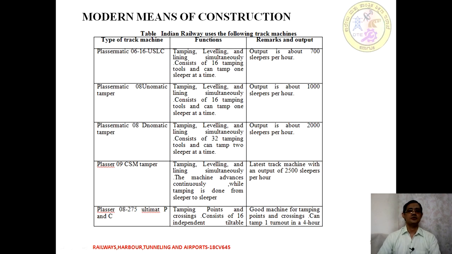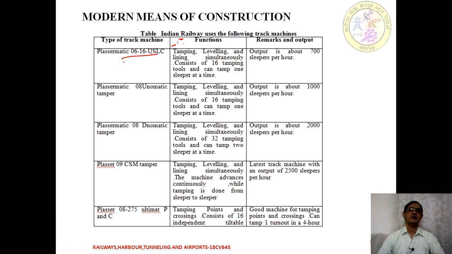In order to do so, we use different methods and machineries to accomplish the task. In this table we are going to discuss the modern means of construction. Indian Railways uses a few track machineries for construction purposes, and also from the maintenance point of view. First is the track machine called Plasmatic 6 of 6 USLC.